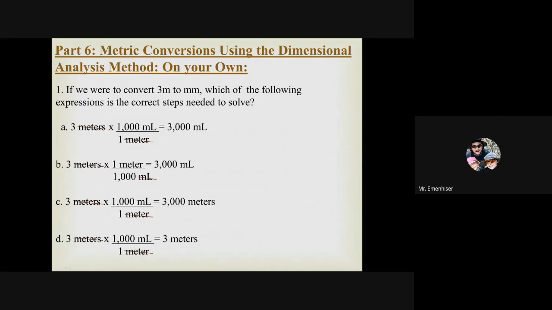Okay, so here's the one that I need you to do. Pick the correct one. And like I said, this one will be on the test. Okay, but you guys have the question there.